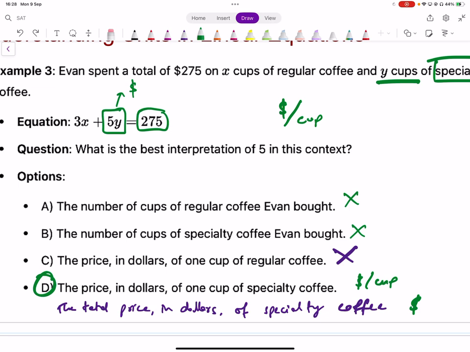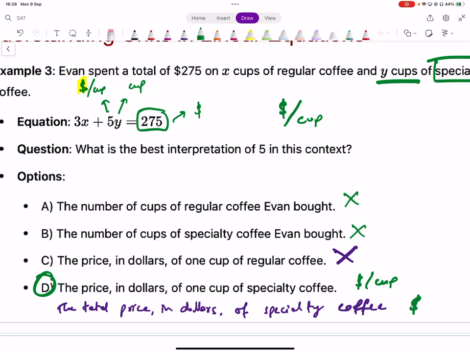So we can't have dollar as the unit of just 5, right? Because that will be dollar multiplied by cup. That would not mean anything. If you have D, that would basically mean 5 is dollar per cup, and then Y is number of cups. Cup and cup, they get cancelled, and you're left with dollar amount, and that is what it was supposed to be. Does that make sense? So sometimes you can pay attention.